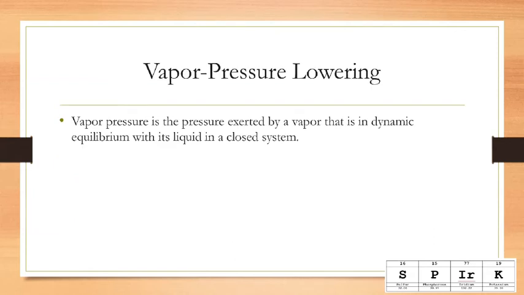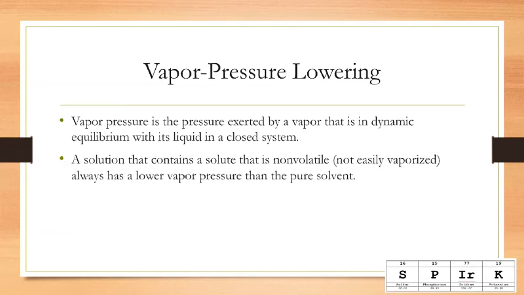Vapor pressure is the pressure exerted by a vapor that is in dynamic equilibrium with its liquid in a closed system, which we've talked about before. A solution that contains a solute that is non-volatile, which means that it's not easily evaporated, always has a lower vapor pressure than the pure solvent.